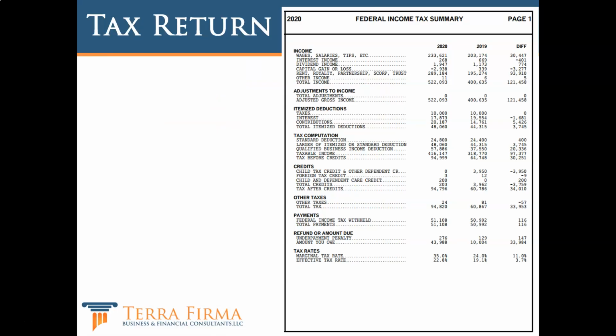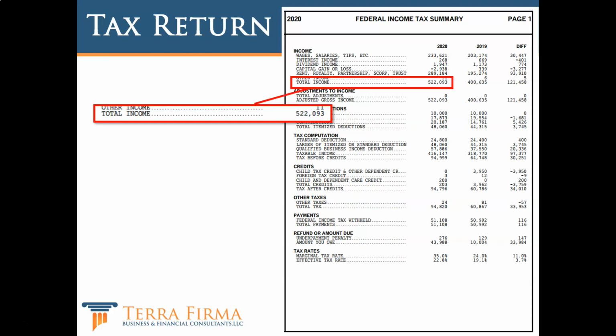So here's a 2020 federal tax return, and obviously we removed all the information other than the numbers, and we want to highlight a few things. So let's take a look at total income. Total income is $522,000. Okay. Now, if you look at adjusted gross income just below it right here, it's 522 as well. So there's really no adjustments. So that's why we're highlighting 522.